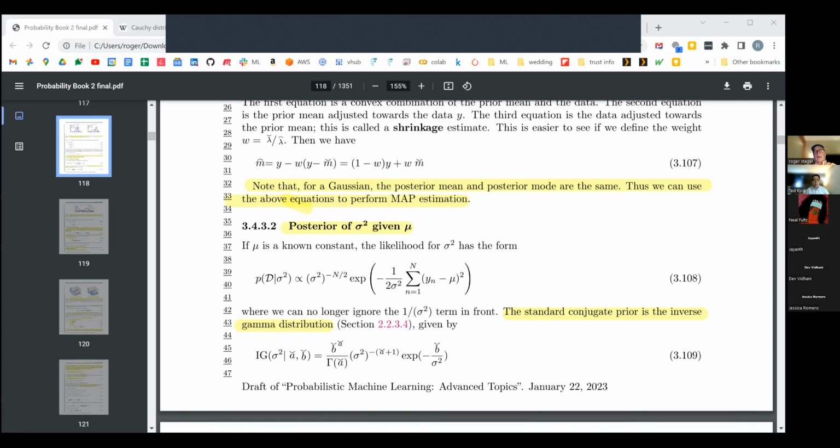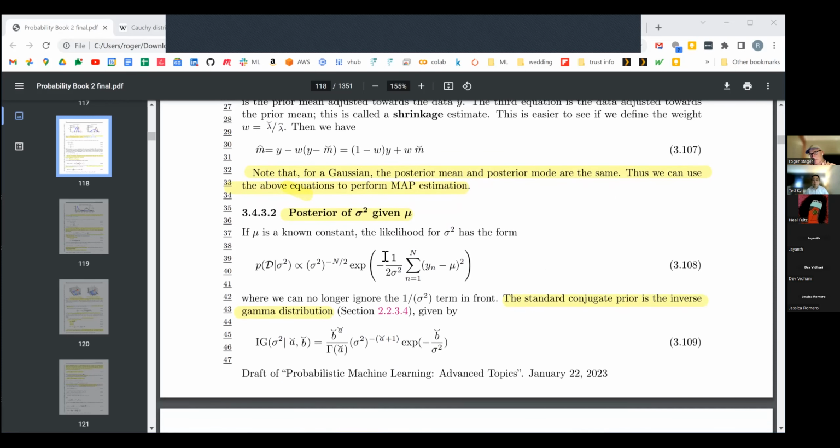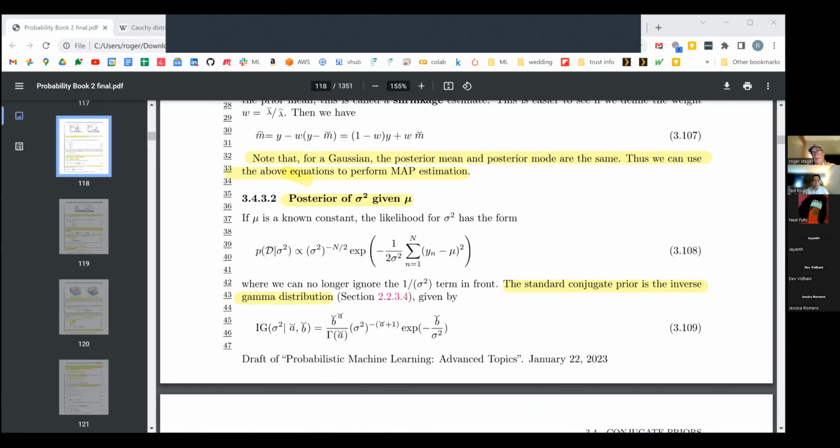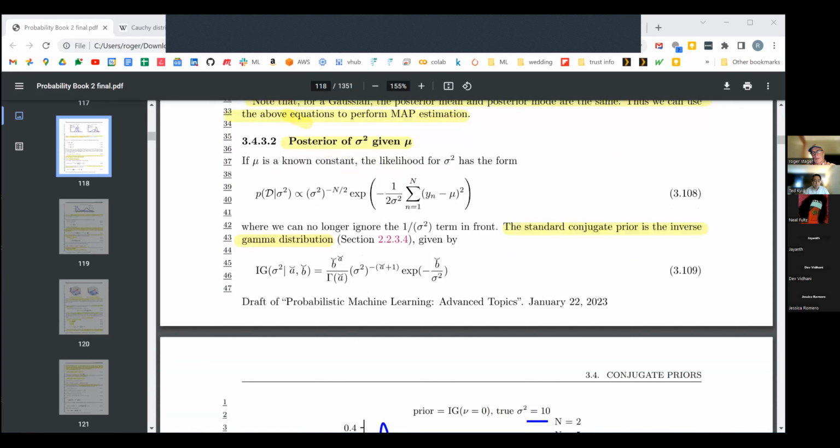Okay. So we've got like 5 minutes here. I'm going to zoom along. People just yell if you want me to stop. So for Gaussian, the posterior mean and mode are the same. Yep. Okay. I didn't get a lot out of this.